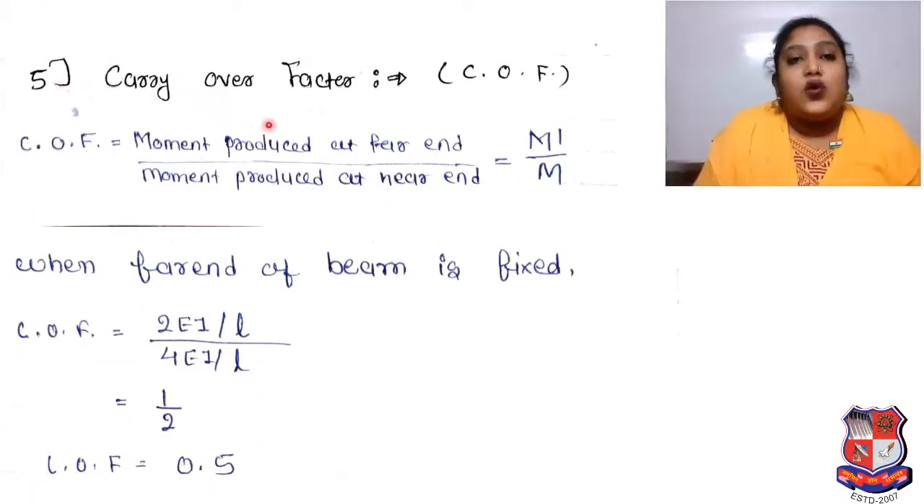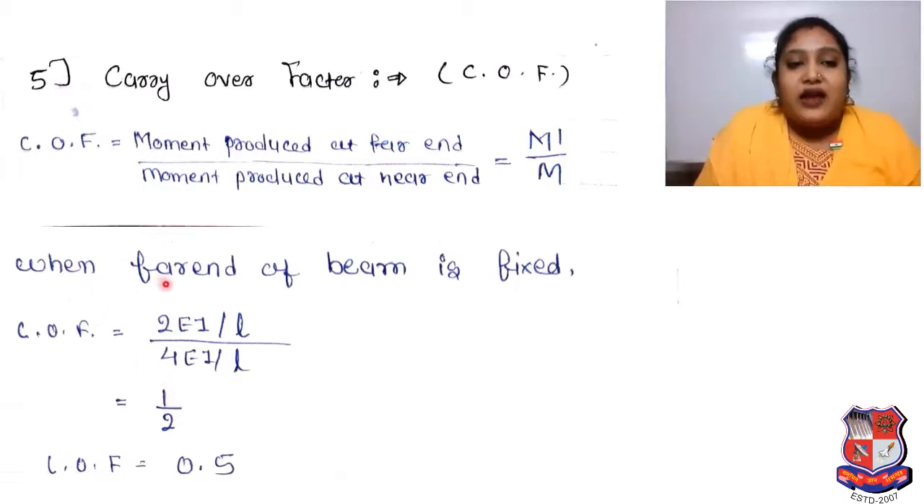Now carry over factor, COF. It is the moment produced at the far end divided by the moment produced at the near end. The moment produced at the far end we denoted by M dash, and the moment produced at the near end is denoted by capital M. So when the far end of the beam is fixed, the carry over factor will be 2EI by L upon 4EI by L. EI cancels, L cancels, and 2 into 2, so 2 cancels. So what will that be? 1/2.